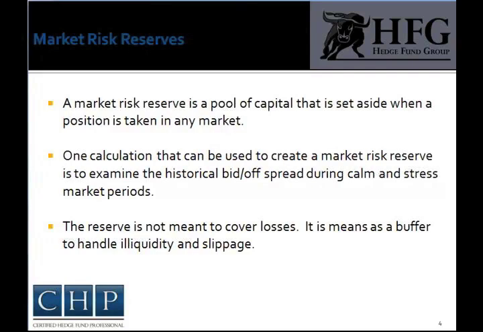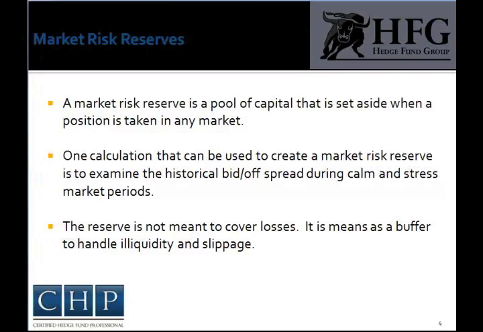A market risk reserve is a pool of capital that is set aside when a position is taken in any market. One calculation that can be used to create a market risk reserve is to examine and analyze the historical bid-offer spread on each product that is going to be traded during times of stress as well as times of consolidation. The reserve should cover the spread during a volatile period in an effort to cover the costs associated with widening of a bid-offer spread during adverse moves.